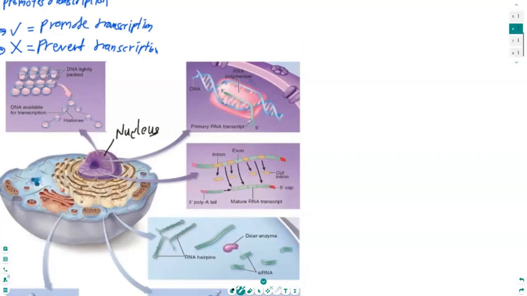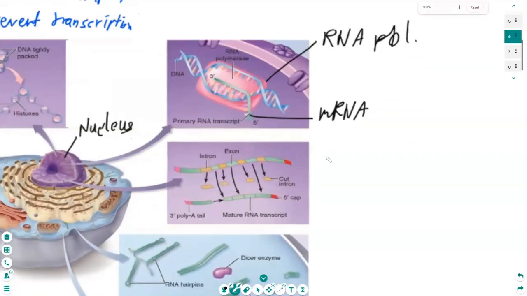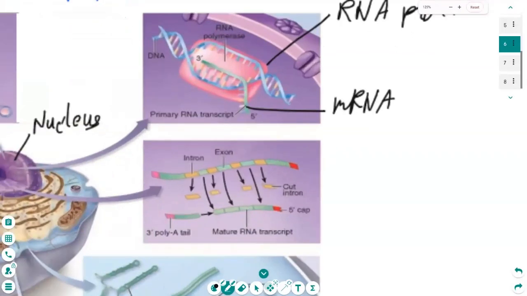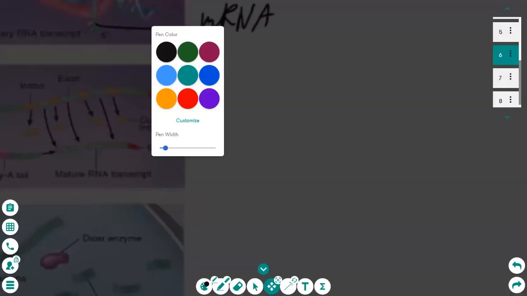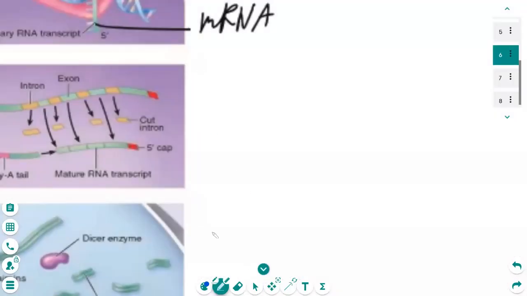So here we have transcription happening. We have the mRNA being made. This green bit here is mRNA, and this bit here is the RNA polymerase. Now there is post-transcriptional gene regulation as well. So now we're talking about post-transcription. If I move to the side here, then we're going to go to post-transcription.